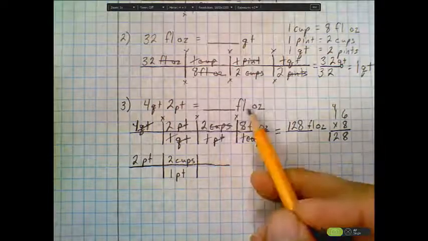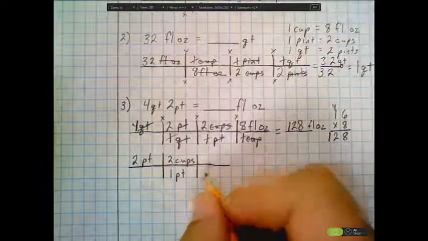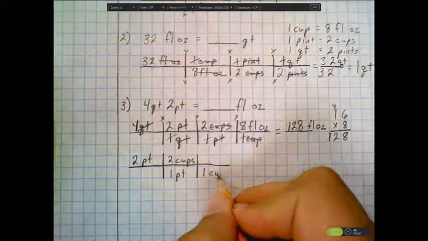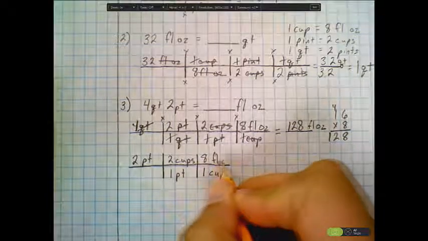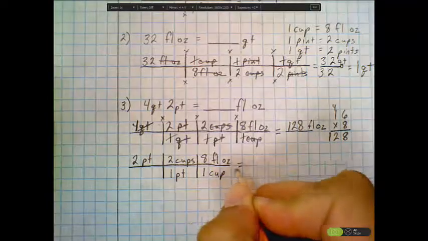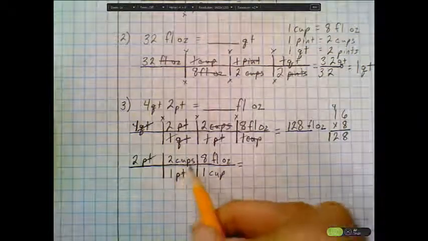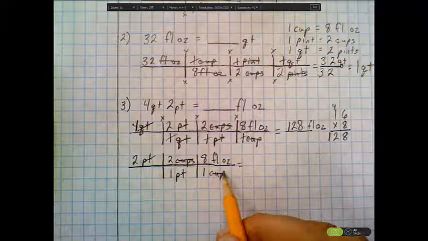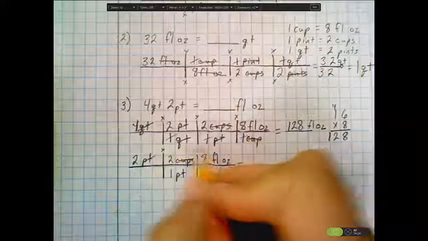And then we need to go cups to fluid ounces. We have that relationship up here. Cups on the top means cups on the bottom of the next step. And that equals 8 fluid ounces. Cancel units. Pints cancel pints. Cups cancel cups. We're left with fluid ounces. Now we multiply across the top.